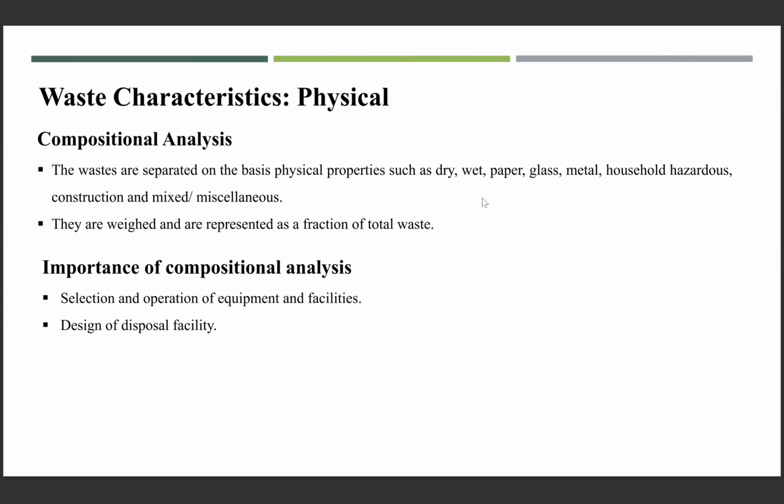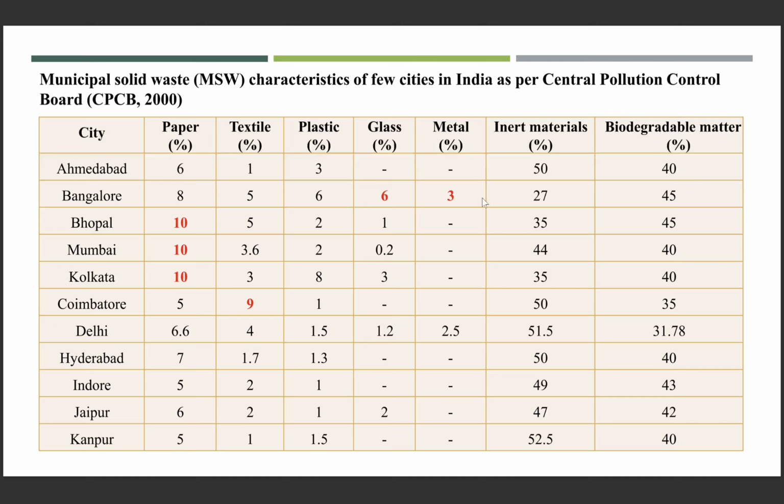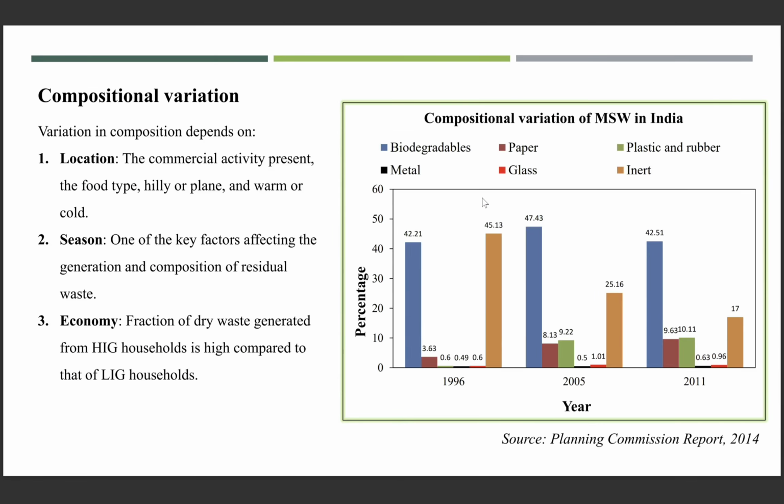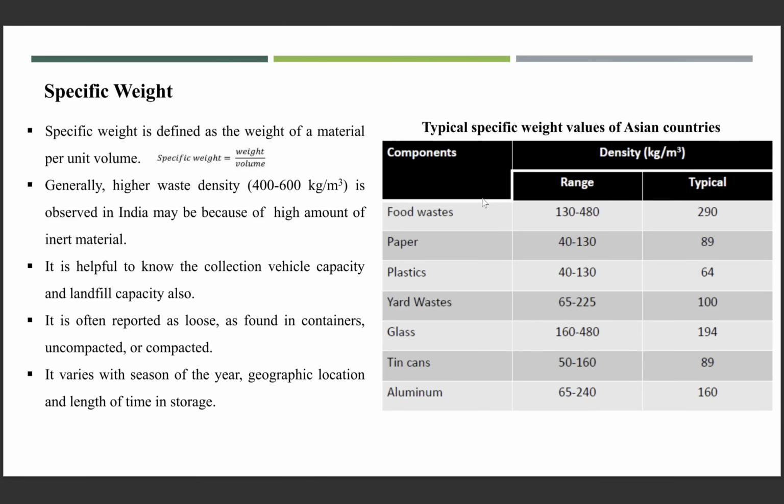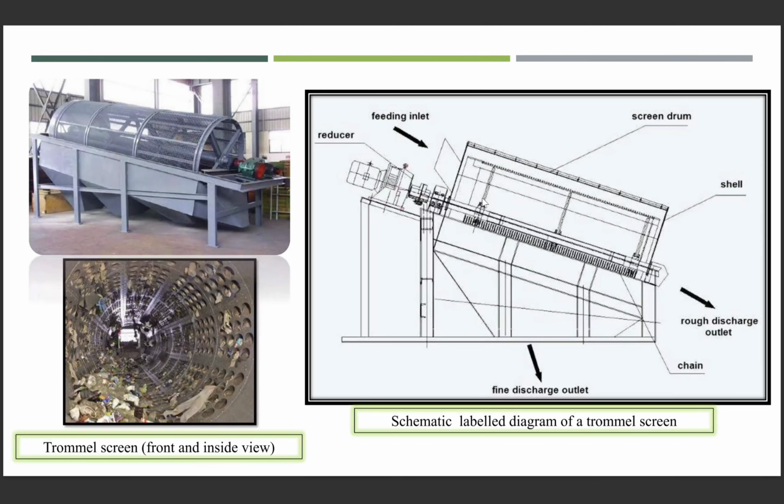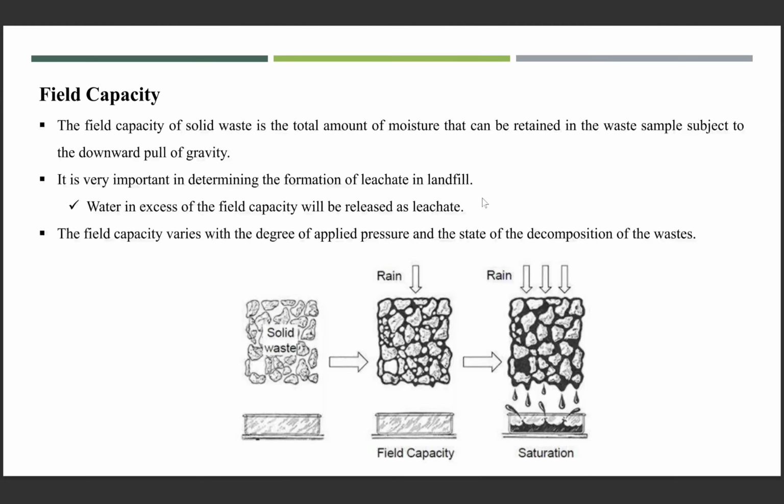So, in the physical characteristics, specific weight or density is determined, then particle size analysis is done. These are the trommels which are used to sieve the waste into different particle sizes. And next is the field capacity. The field capacity of solid waste is the total amount of moisture that can be retained in the waste sample subject to the downward pull of gravity.